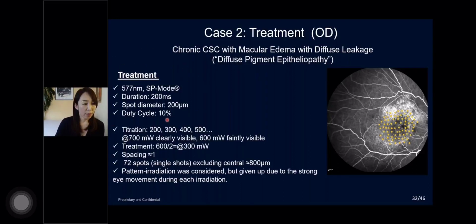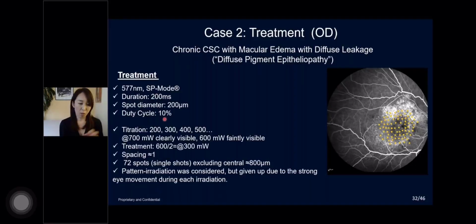The 577 SP mode, duration, spot diameter, and duty cycle are the same. Titration was also done from 200 with every 100 milliwatt, and he showed a clearly visible spot at 700, and 600 faintly visible. So therefore, I divided 600 by 2, then 300 milliwatt.